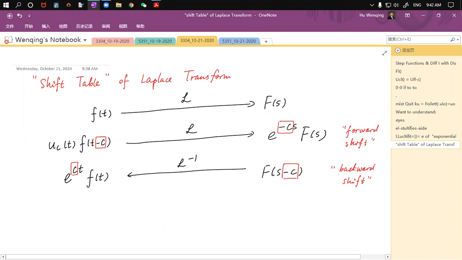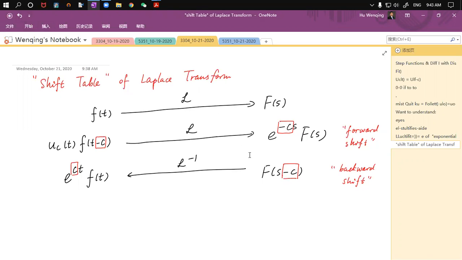So that means that if you have an ordinary shift on the image, then you're going to have an exponential shift on the pre-image. But this exponential shift is going to have a magnitude c instead of minus c, so that's going to change signs. That's the difference between the forward shift and the backward shift. This is what we sometimes call the shift table of Laplace transform that you have to memorize very carefully. There are two slogans that are very important for this shift table.